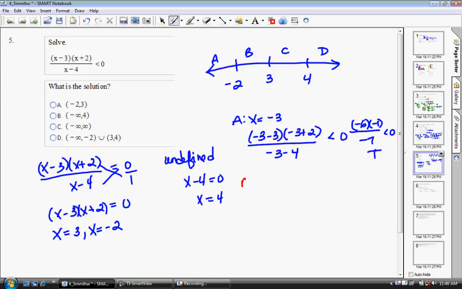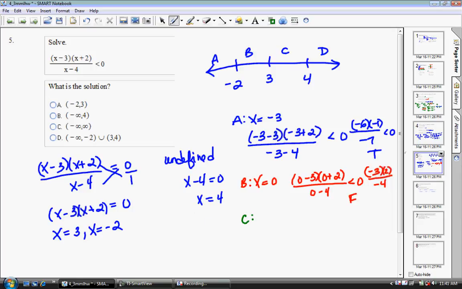Out of region B, we choose something between the negative 2 and the 3, so maybe we choose 0. So is 0 minus 3 times 0 plus 2 all over 0 minus 4, is that less than 0? So we have what? Negative 3 times 2 over negative 4. But that is negative 6 over negative 4, which is a positive, so that would be false.